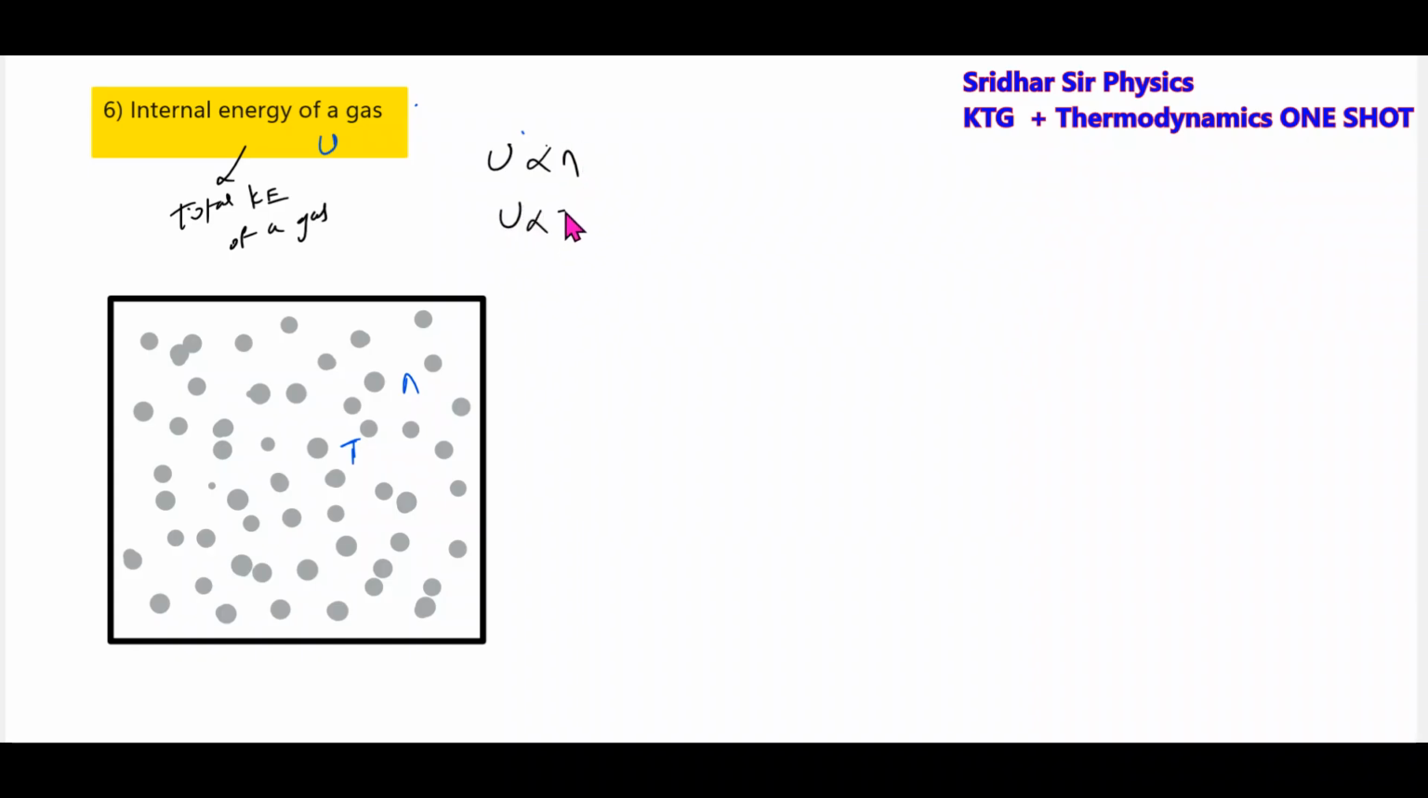Then it's directly proportional to temperature. As you increase temperature, the RMS speed of molecules will increase, then definitely the kinetic energy of each molecule will increase, and the total kinetic energy of the gas will also increase. Then it also depends on the degree of freedom, because a monoatomic gas, how much energy will it have? Average energy of the monoatomic gas is 3/2 kT. Average kinetic energy of the diatomic gas is 5/2 kT. So even the degree of freedom matters.